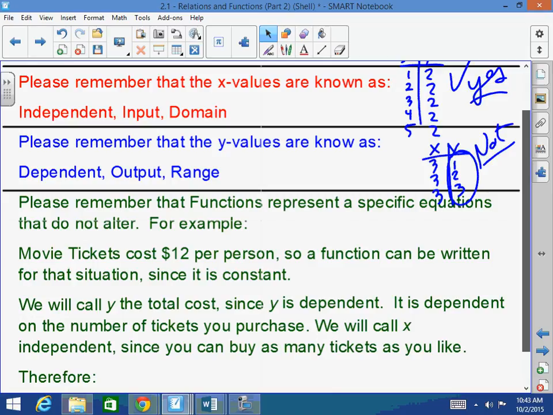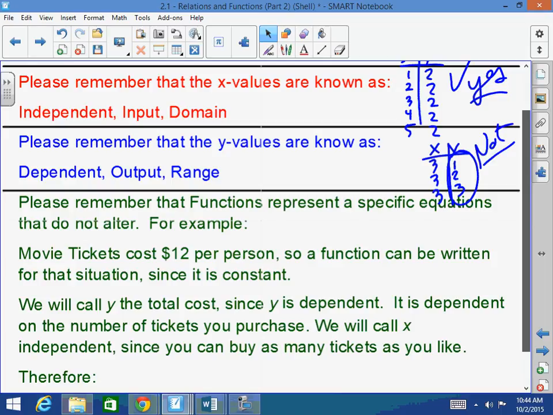For example, movie tickets cost $12 per person. So a function can be written for this situation since it is constant. When you go buy movie tickets, the person working there just hits the number of tickets, correct? I promise you, there's a function, a code, already written into that cash register. When they hit the number 5, it knows it's plugging in the X, and then it gives you a total. That's the Y.